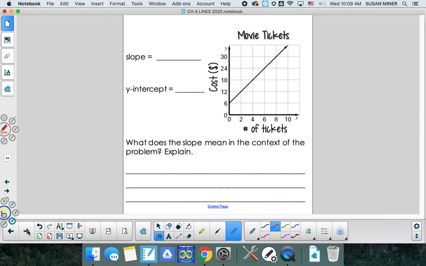Okay, let's do another one. This one is movie tickets and cost. So let's find the y-intercept. The first thing that we always do is identify our y-axis. Here it is. And then I look to see where my line is crossing the y-axis. And so my y-intercept is where x is 0, y is 6.